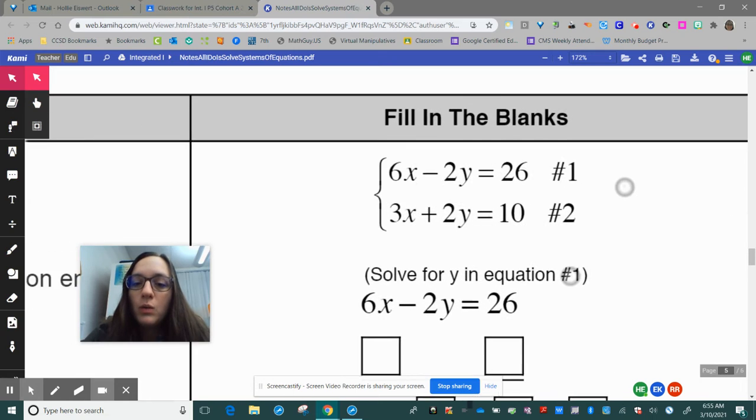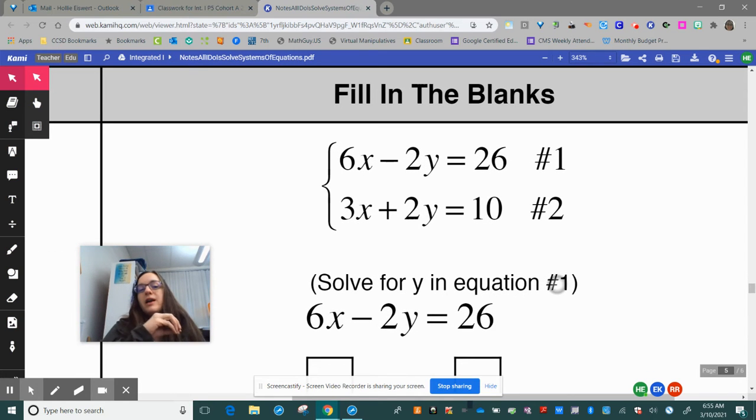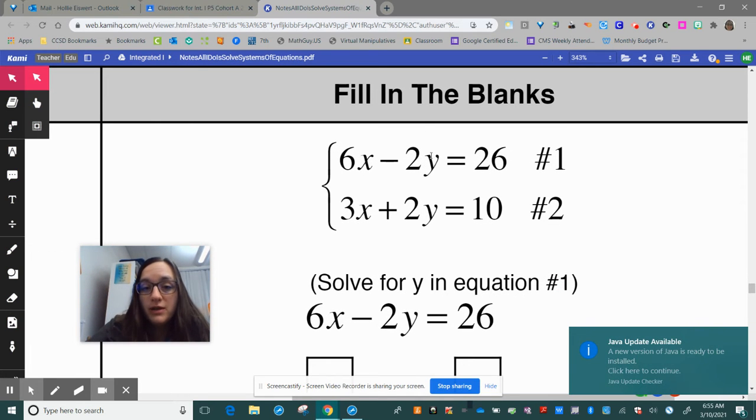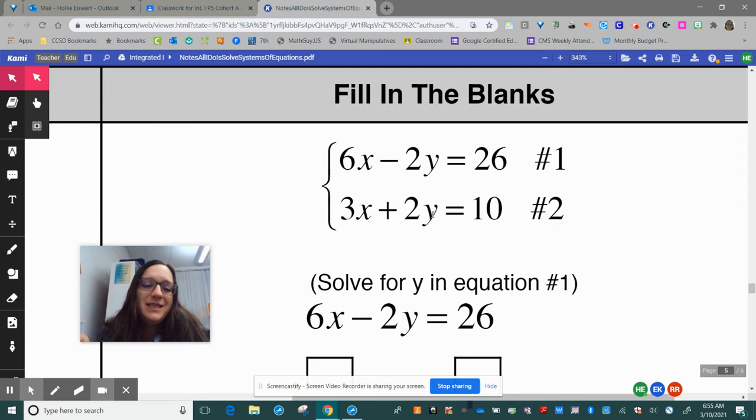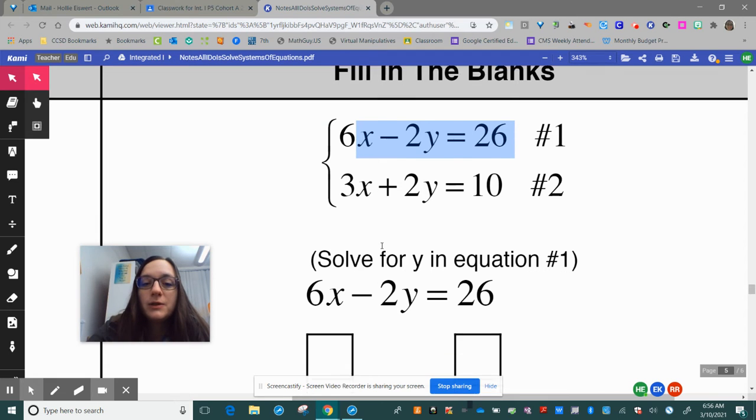All right, so you could technically solve for any variable. You could solve for this y, you could solve for this x, you could solve for this x, or you could solve for this y. Choose the one that's easiest. And in this case, they're all about the same. So we're going to solve for y in equation 1. So they picked the first one, right? So this one up here, and we're going to solve for y. Why? Because they said so.